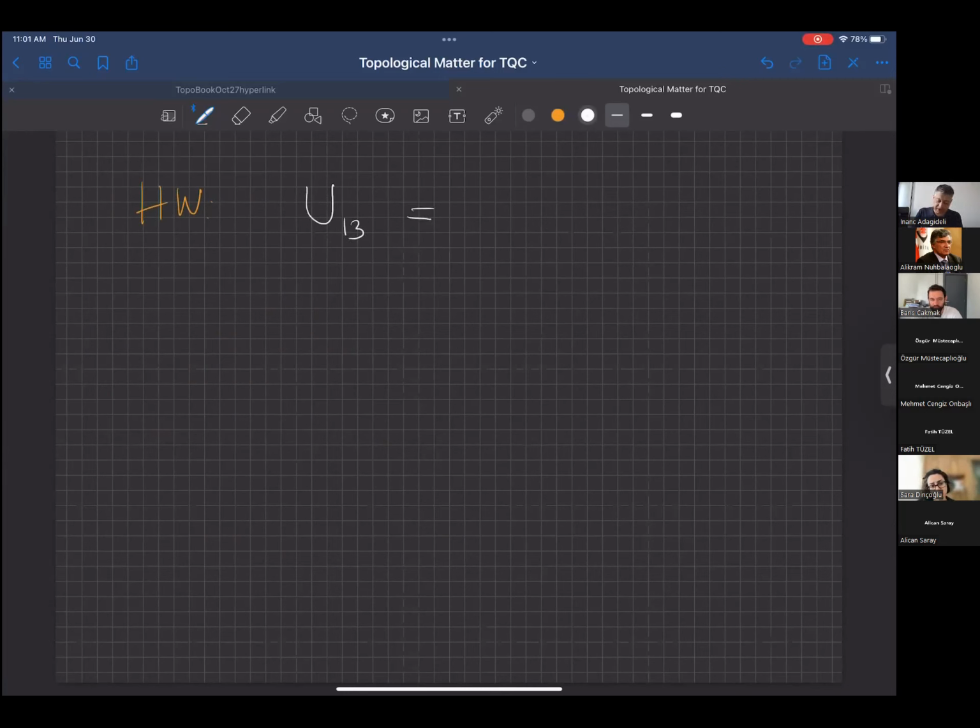You can actually show that this is equal to U dagger one, two, U two, three dagger, and U one, two. By making these operations in the same sense, show this. By making only the nearby operations, you can make any operation, in global operations and everywhere. So that's the key thing.